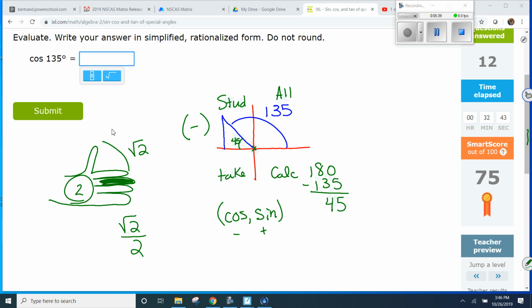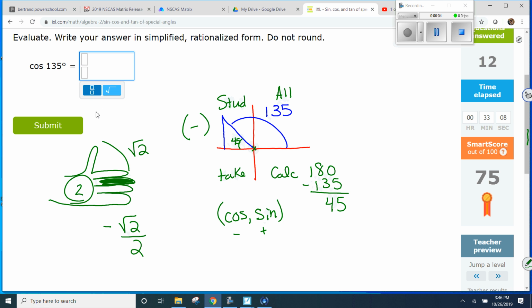Same thing as you were doing when those reference angles were in the first quadrant. Just make sure you draw your bow tie effect. But then the other thing you want to look at is what sign is it? Is it positive or negative? And once again, cosine in the second quadrant will be negative, because you're talking about your x values, which is negative. So this one has a value of negative radical 2 over 2.